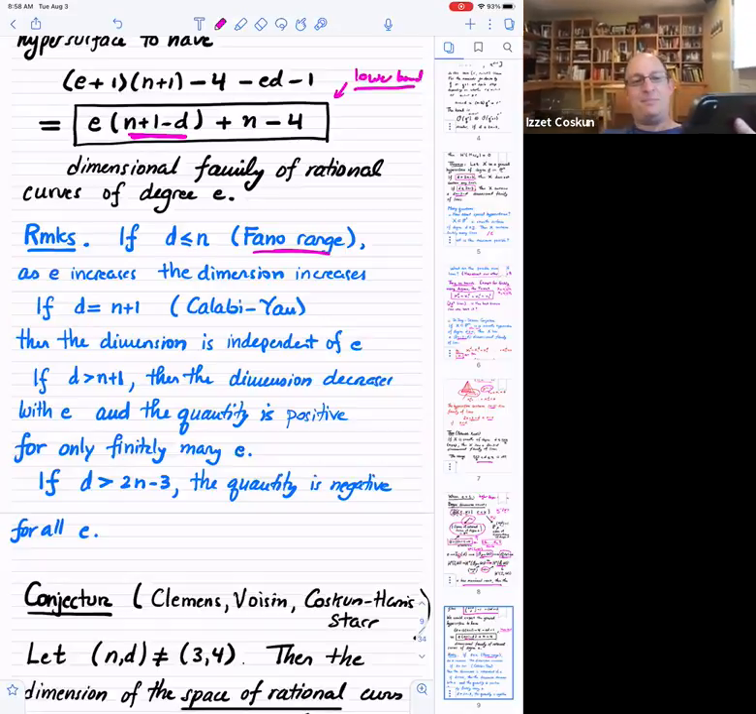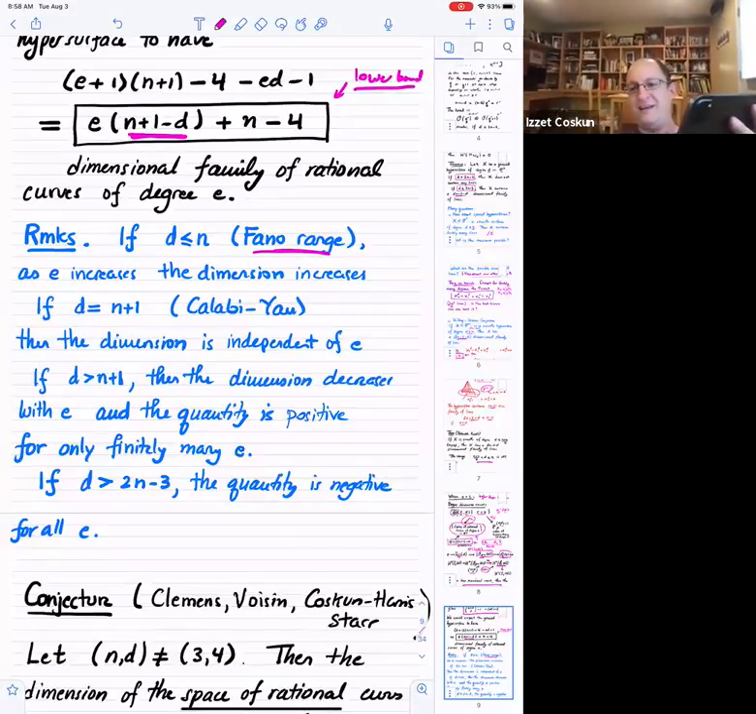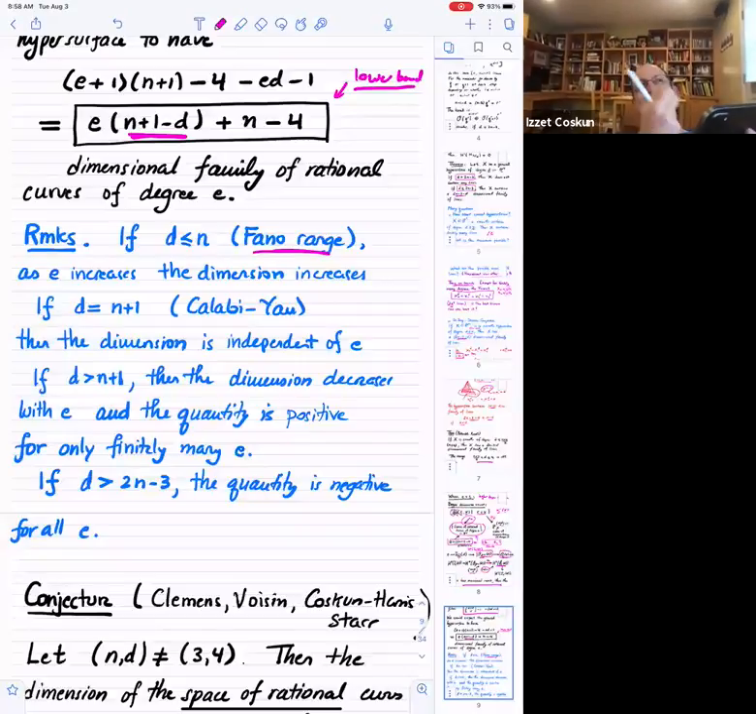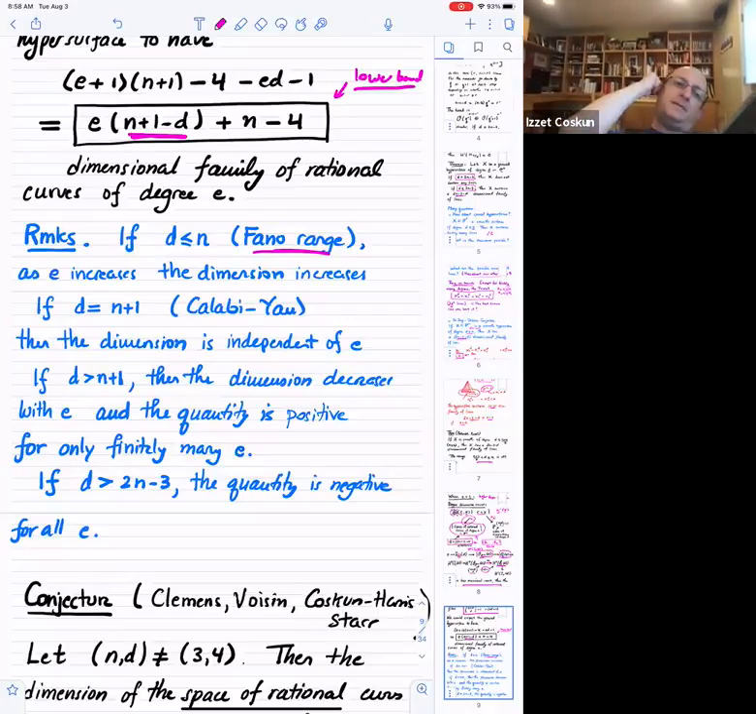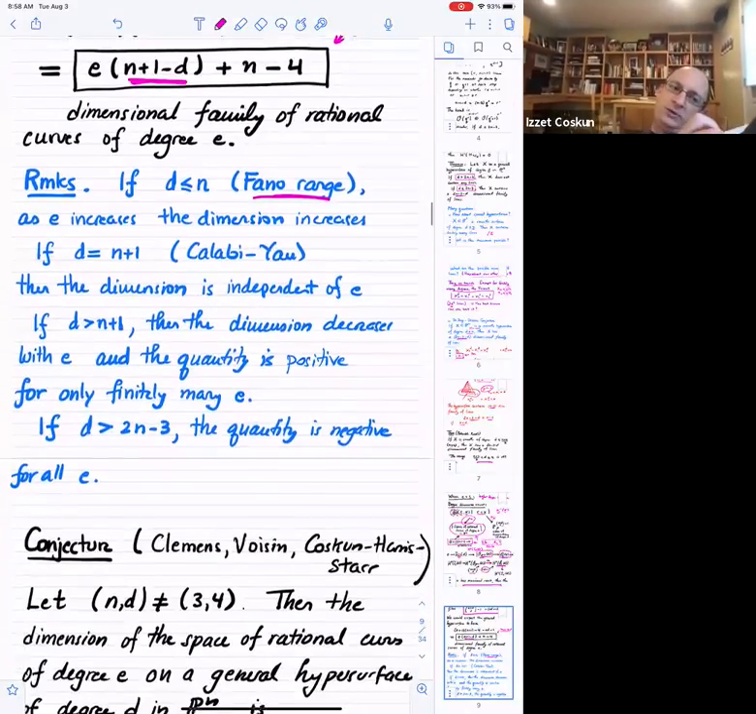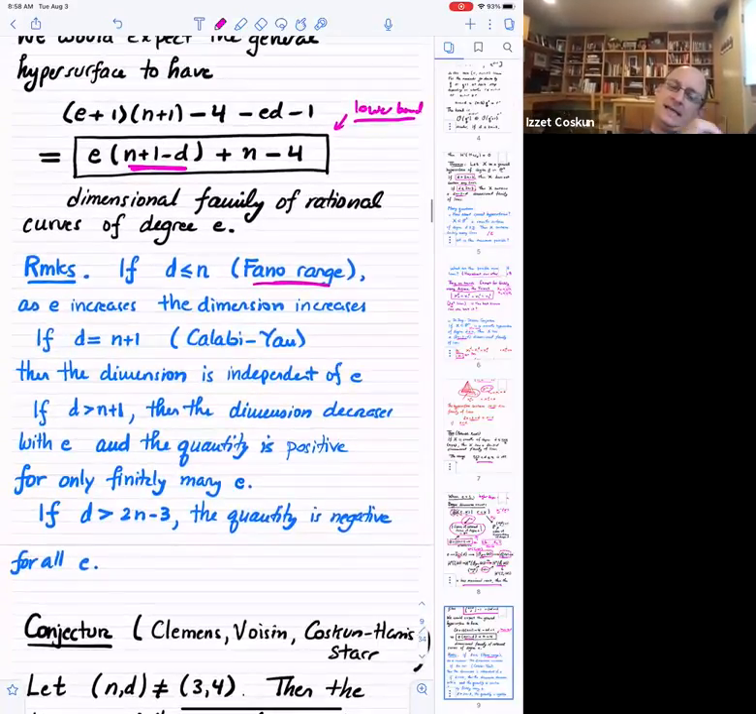Despite the fact that it's being bogus, it's a lower bound because you know that the ranks can jump, but they jump in the right way. Like, if you have that many equations, the rank can be larger, but not smaller, yeah? Okay, so this is a lower bound on every component of the space of rational curves on X of degree e. And one thing that you see is that if d is less than n, then this is growing with e. So that's the Fano range.